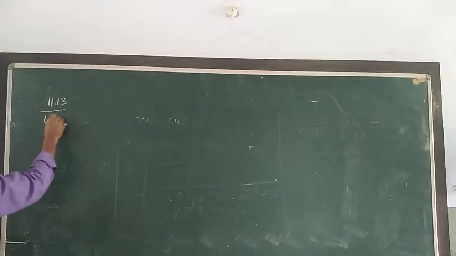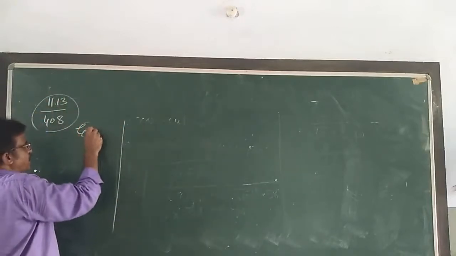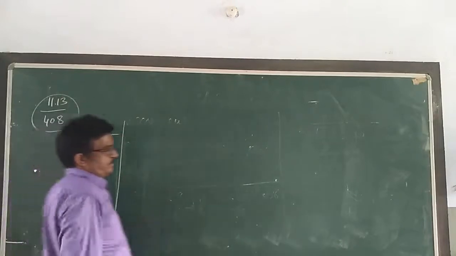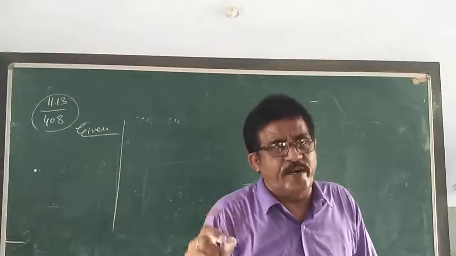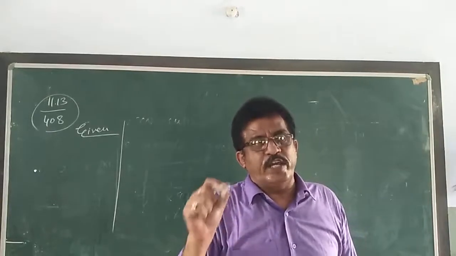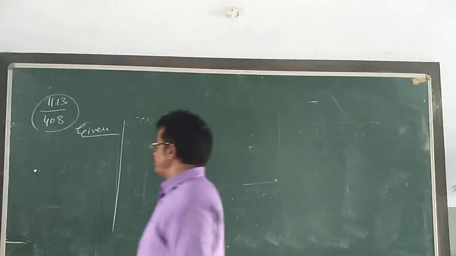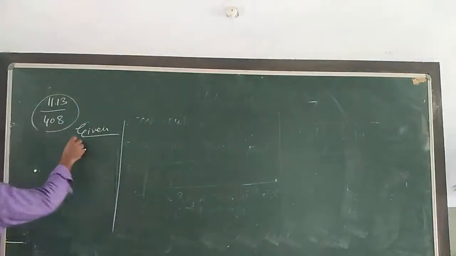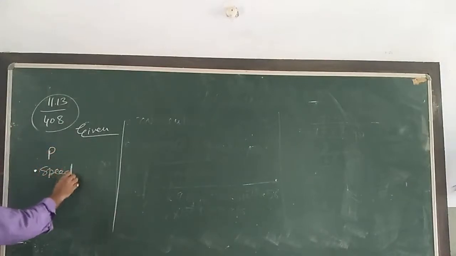Same page number 408. What are the things given right here? Read the question. Think about what the given things are, and according to them, what formula is appropriate here? What is the momentum, speed, and de Broglie wavelength lambda?